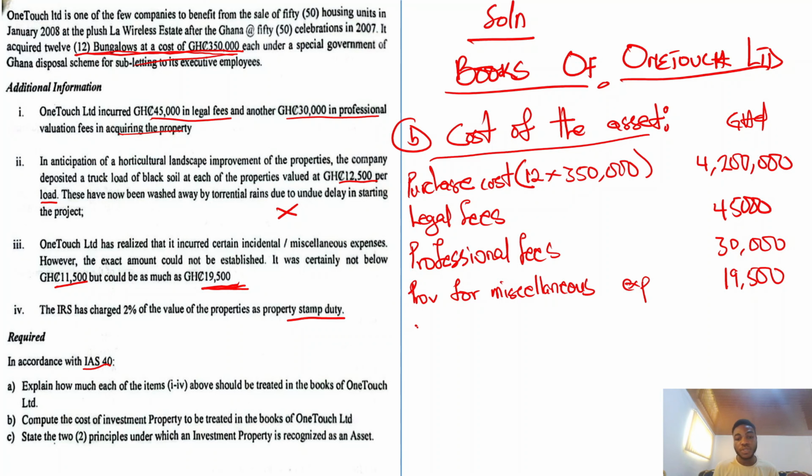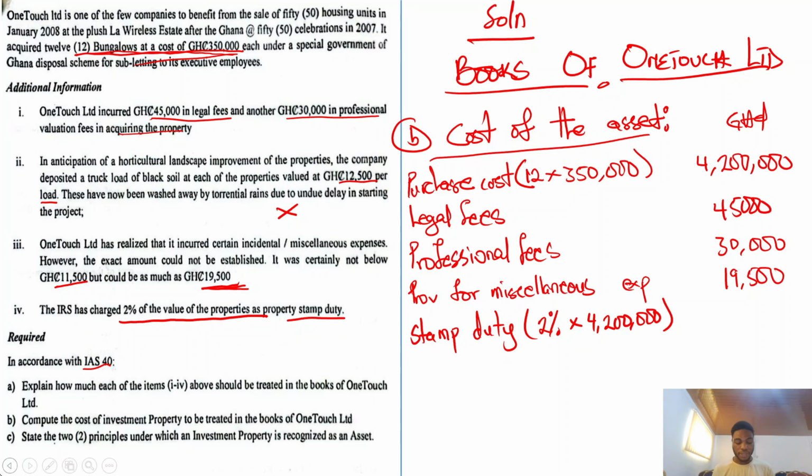Then stamp duty. That will be 2% times the 4.2 million. And you know why, right? Because they said 2% of the value of the properties. So what is the value of the property? The value of the property is the 4.2 million. So we calculate 2% times 4.2 million and we are having 84,000. So this is what will be added as cost of the asset in the books at initial measurement, right?